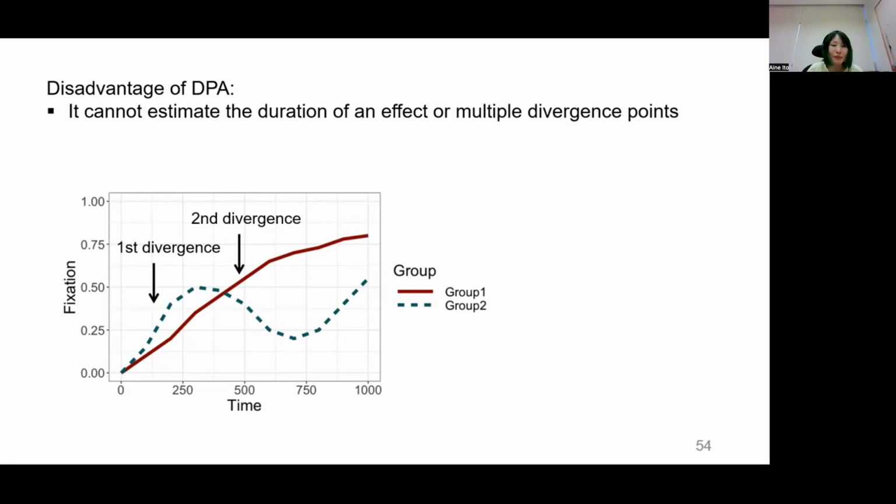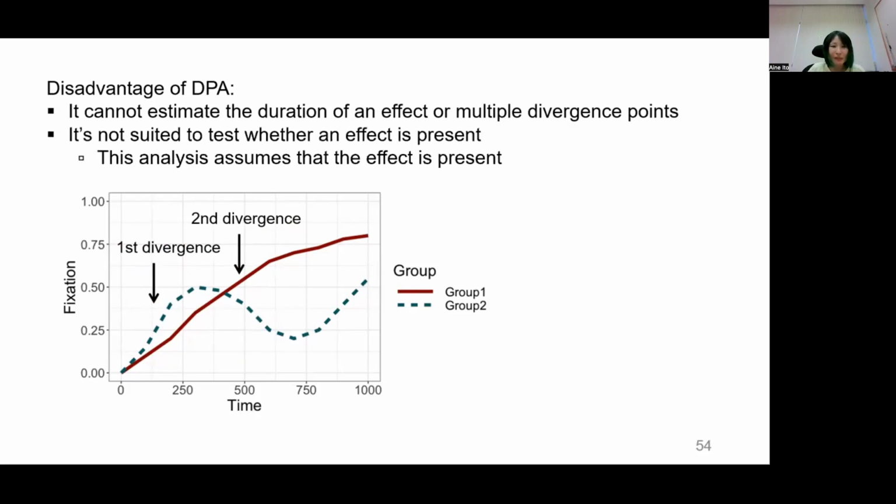Also, probably the more important one is that it's not suited to test whether an effect is present, whether an effect is significant. Because this analysis assumes that you already have an effect, that is, these two conditions are already different. Right? Because the aim of this analysis is to test when the effect started to differ. And so it's not aimed at testing whether the effect is significant. Right? So it can't really compare the two conditions. So what you usually do is to use another analysis to test that condition A is different from condition B, and then use the divergence point analysis to test when the effect started to occur.